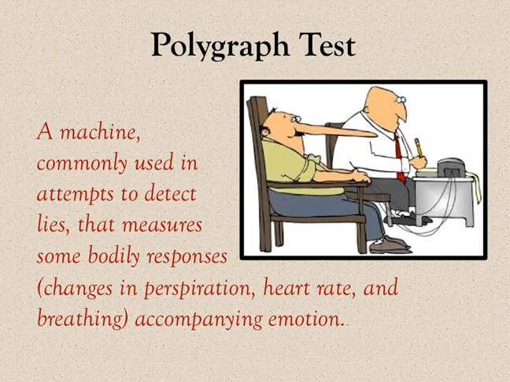Lie detectors, or polygraphs, are machines commonly used to try to detect lies. They measure some bodily responses that come with emotions, such as change in heart rate, perspiration, and breathing. The examiner will ask you questions and monitor your response while you're attached to a polygraph. They first ask simple control questions aimed at making you a little nervous, and then the answers will give the examiner a baseline to compare the critical questions that they need the answer to and why you are hooked up to the polygraph in the first place.